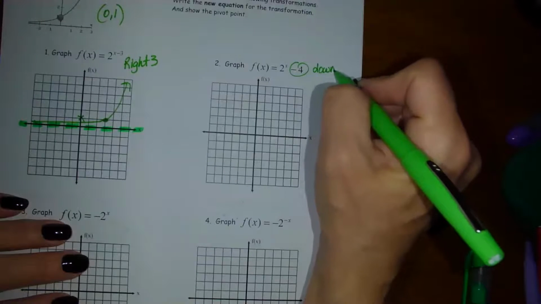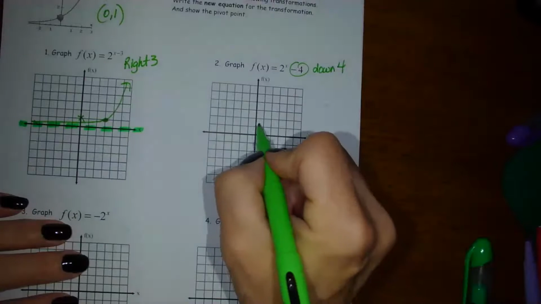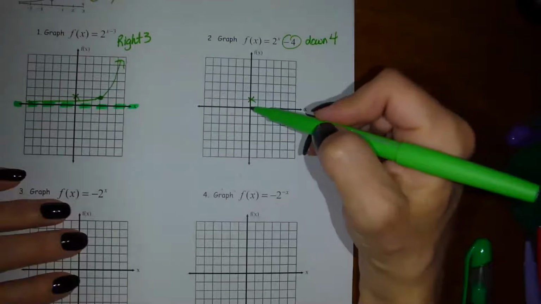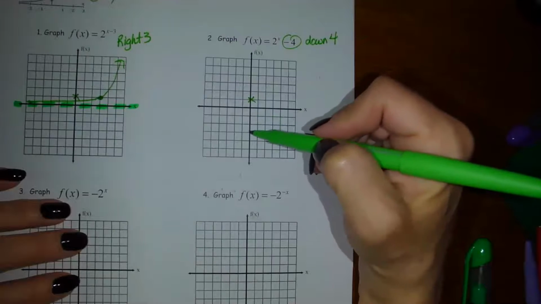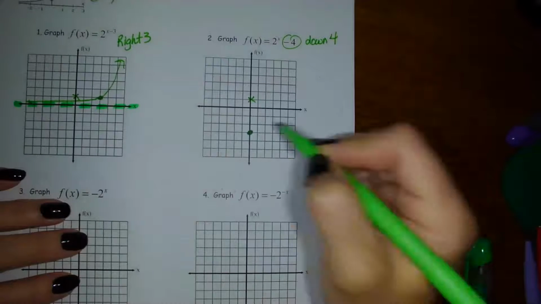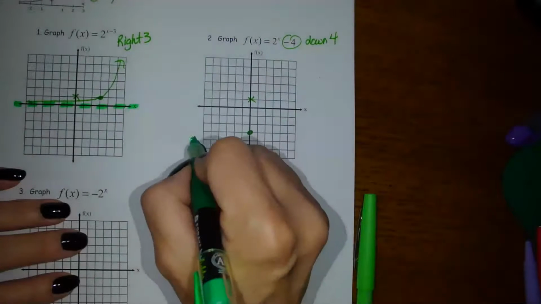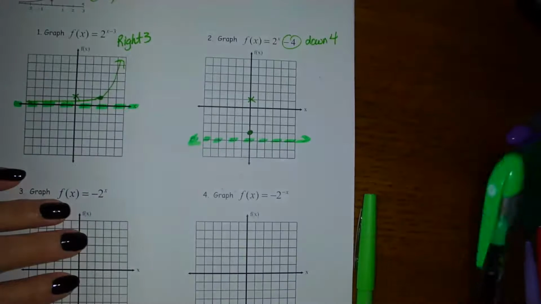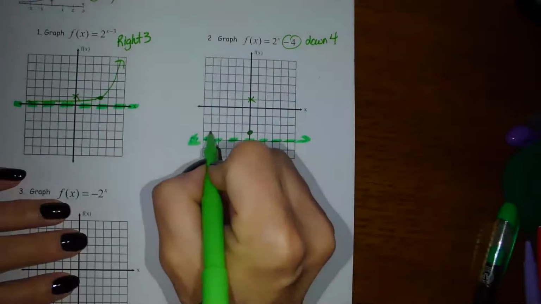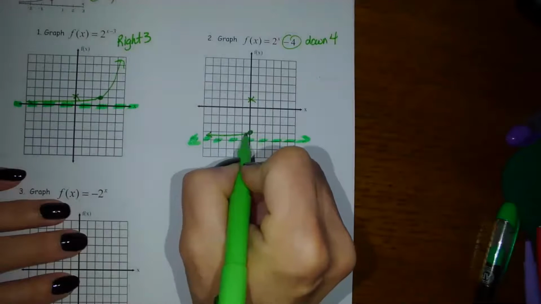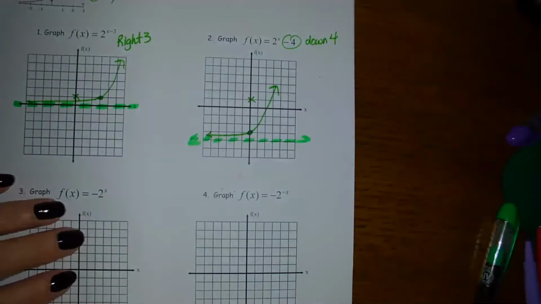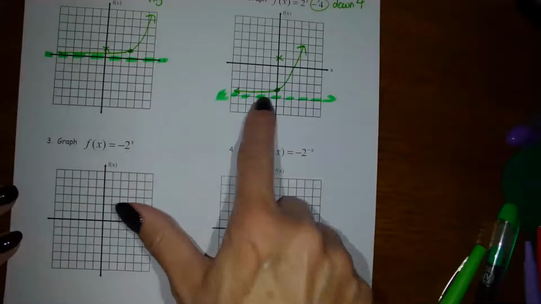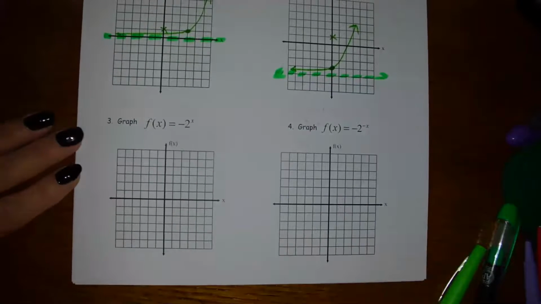All right, what does this one do? Down 4. So I should start here. I'm putting a little x. X marks the spot. Now go down 4. 1, 2, 3, 4. There you go. I'll put my asymptote in underneath that dot point. And now you just get that, right? So there's your pivot point. Here's your asymptote. Not bad, right?